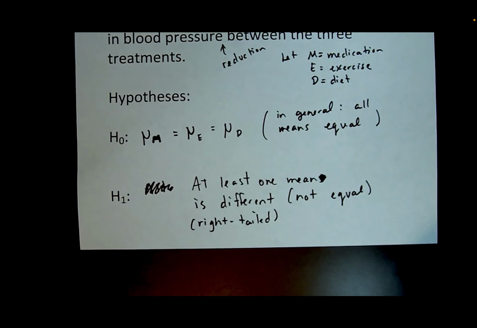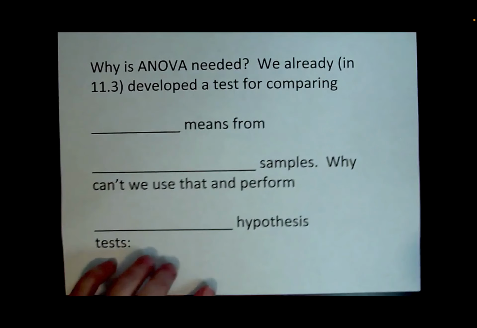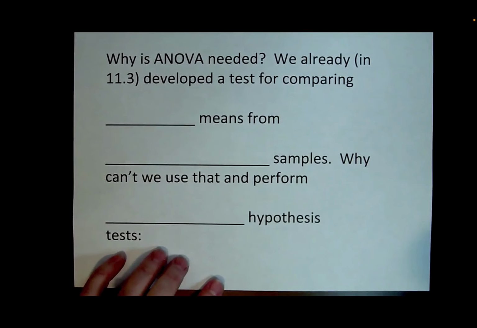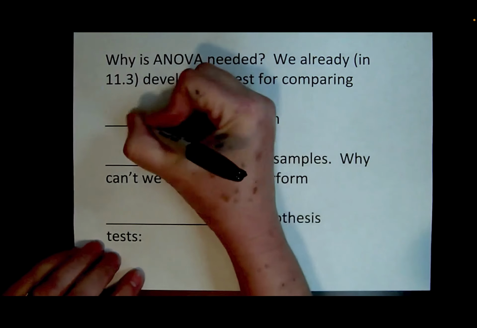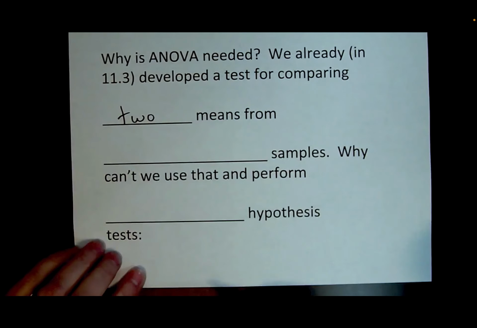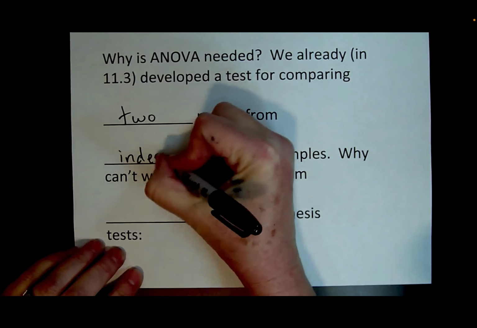Okay, so a question that comes up for a lot of people when they were first told what ANOVA is, that it's a way of comparing 3 or more population means, is, well, why do we need that? Because back in 11.3, if you want to glance back there and see what that was, we already developed a test for comparing 2 means from independent samples.